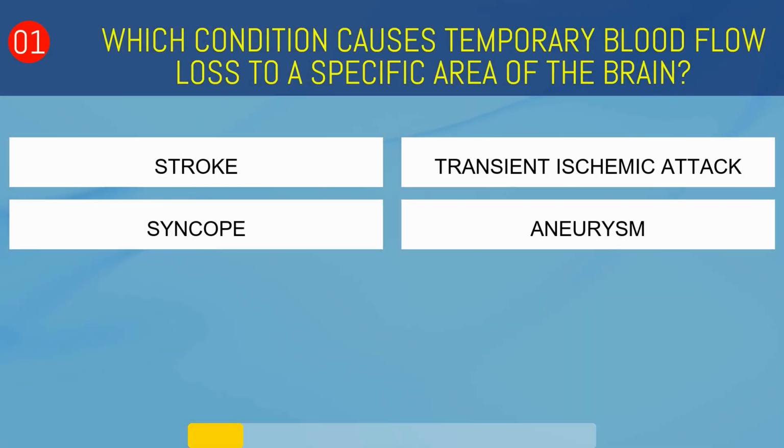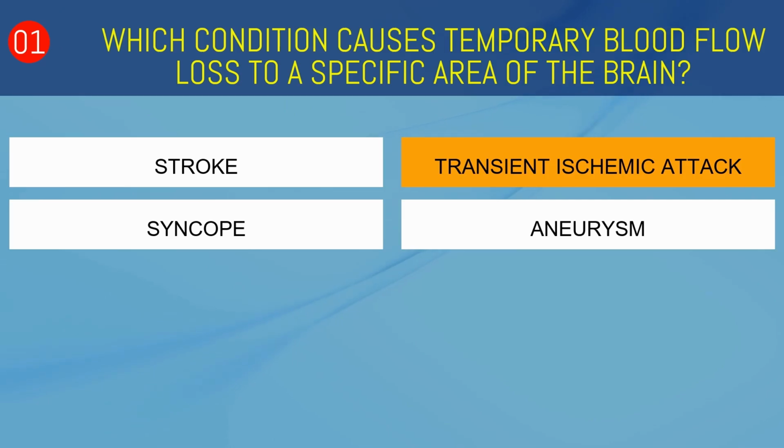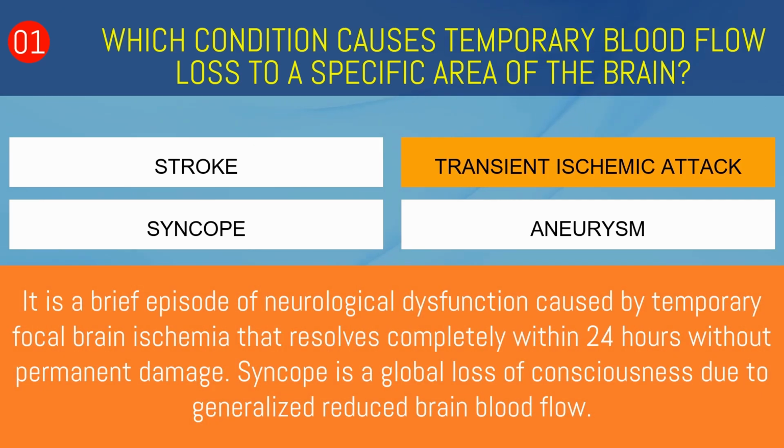Which condition causes temporary blood flow loss to a specific area of the brain? Stroke, syncope, transient ischemic attack, or aneurysm? Transient ischemic attack. It is a brief episode of neurological dysfunction caused by temporary focal brain ischemia that resolves completely within 24 hours without permanent damage.